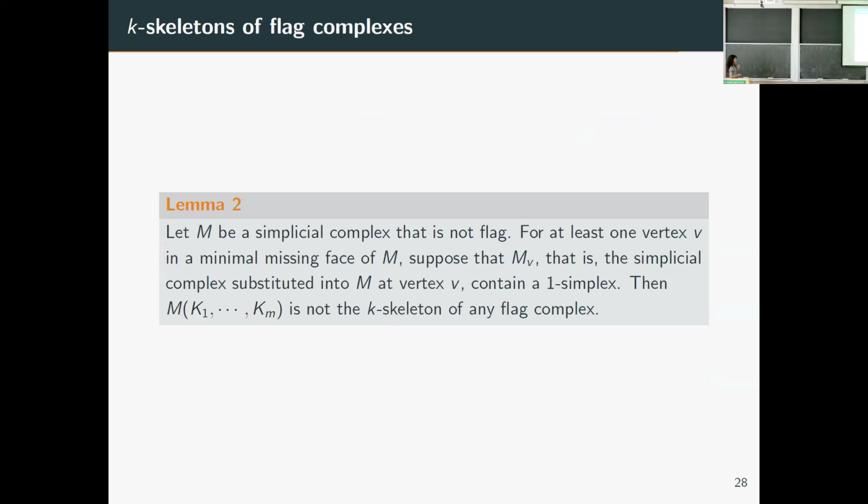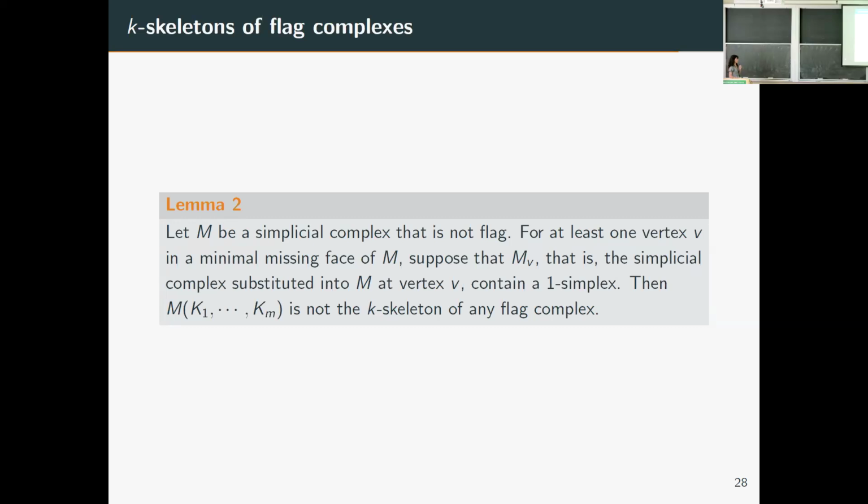Our second condition was K-skeletons of flag complexes. And here you can almost always guarantee that your substitution complex isn't going to be the K-skeleton of a flag complex. But here I've just done it for when our starting simplicial complex isn't a flag complex. So if we start with M being a simplicial complex that is not flag, if we substitute something into a minimal missing face that at least has an edge, we can guarantee that the associated substitution complex is not going to be the K-skeleton of a flag complex.